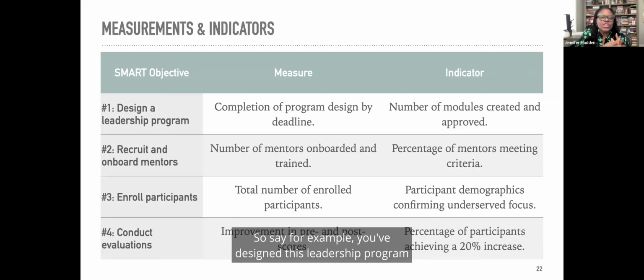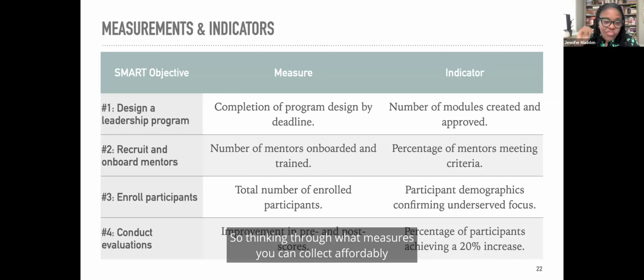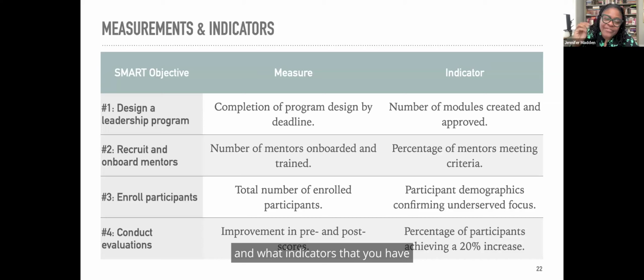Say, for example, you've designed this leadership program and you're like, oh my God, this was harder than we thought. We can't do this next time if we start from scratch in a 3-month window. This is going to take extreme work, and we need to give ourselves an additional 3 months to make that happen. Or it's more likely the recruiting and the onboarding of mentors. Maybe that took more time than you had anticipated. But if you don't have a measure and an indicator, then you don't know if you're missing the mark or meeting the mark. So thinking through what measures you can collect affordably and what indicators give you insightful information becomes really important.